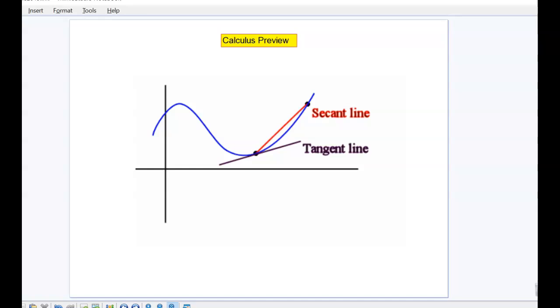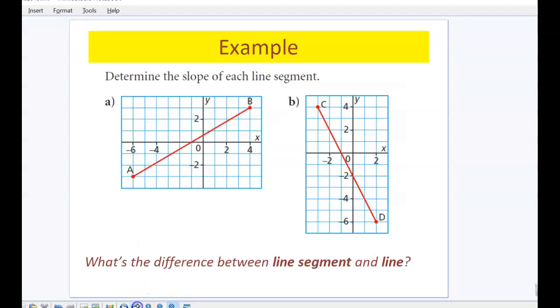Now in calculus, we'll do a lot dealing with slope, and lots of times we'll be talking about slope of a tangent line and slope of a secant line. So slope is a very integral part of calculus, as you will find later on.